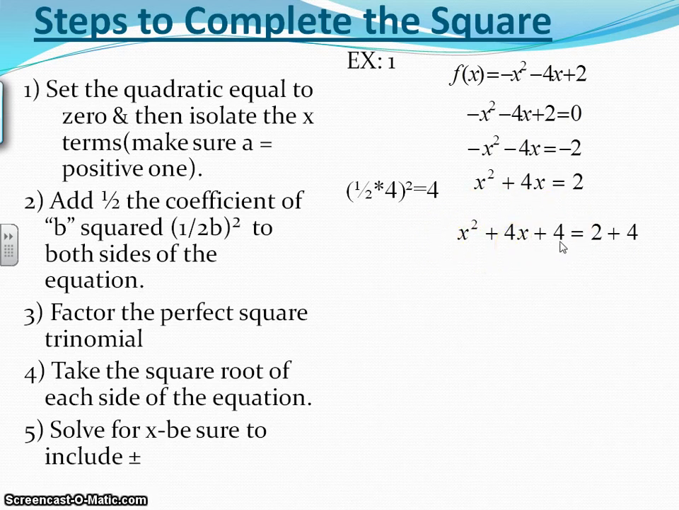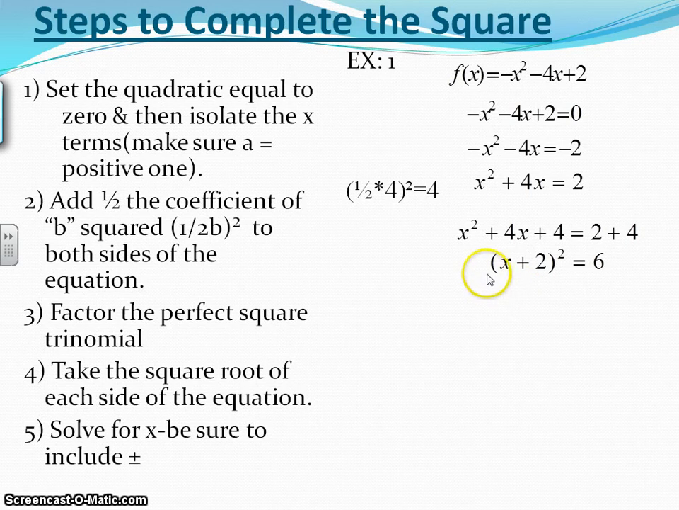What are the multiples of 4 that can add together to give you 4? Correct, x plus 2 and x plus 2. We write it as a single quantity squared, and 2 plus 4 on the right side is 6. Step 3, we are now concluded.